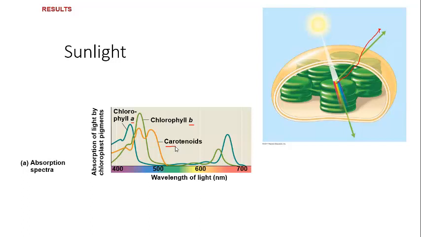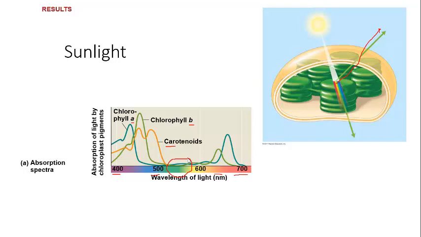You can see that if we put all 3 of these pigments together, generally speaking, they absorb purple light, they absorb blue light, they absorb red light, they absorb some orange light, and the light that they don't absorb at all is green light. Green light doesn't get absorbed, instead it gets reflected, which is why we see a plant as being green.